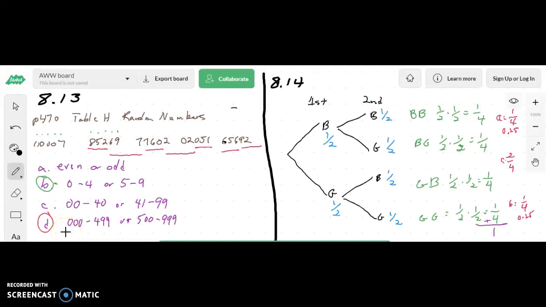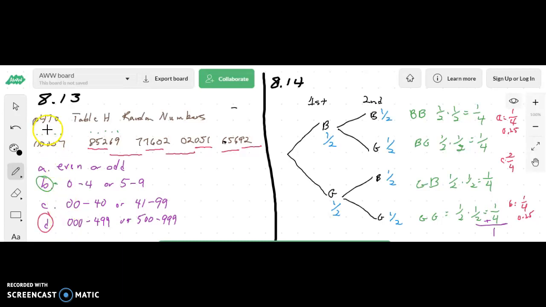Hello, this screencast is a walkthrough of two of the items from Chapter 8 for Week 9 on sampling and probability. The first item we're going to walk through is item number 8.13, which focuses on using random numbers in the table to help us assign subjects into different groups as needed in a research study.